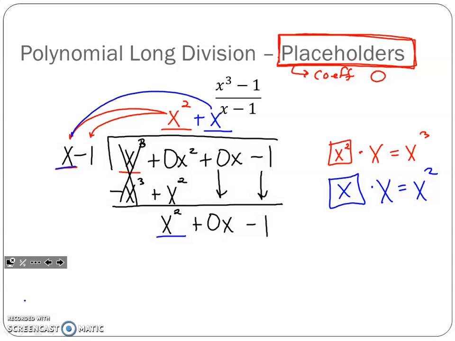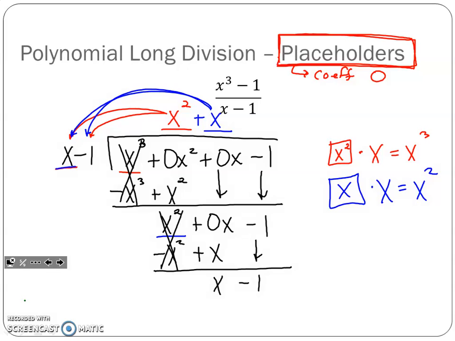So x times x gives me x squared. x times negative 1 gives me a negative x. Everybody say it with me: draw the line, change the signs. My x squareds are gone like I wanted them to be. 0x plus x gives me an x, and then I drop down my negative 1.